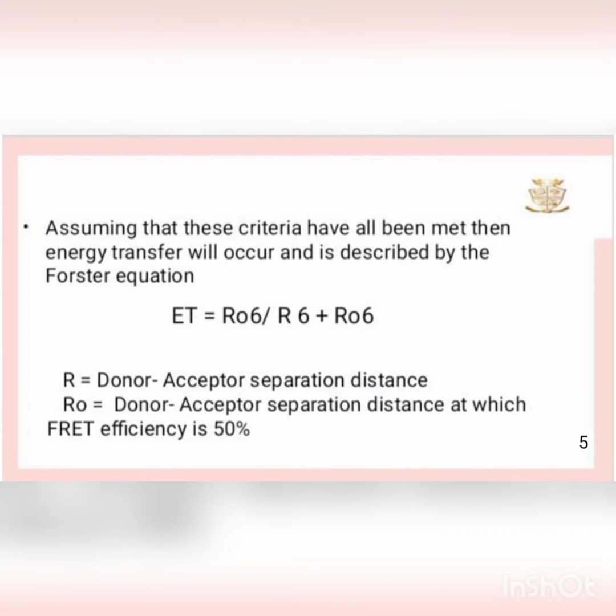Assuming that these criteria have all been met, then the energy transfer will occur, and it is described by using the Förster equation. That is, E equals R0^6 divided by R^6 plus R0^6, where R is the donor acceptor separation distance and R0 is the donor acceptor separation distance at which the FRET efficiency is 50%.